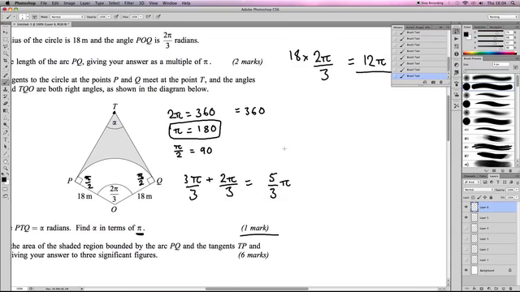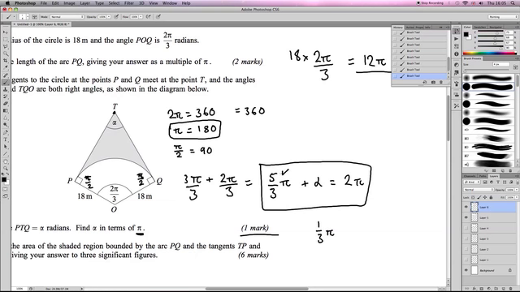What I want though is alpha to make it into 2 pi, because that's the relationship I want there. So all I need to do to make this bit into 2 pi is basically I need a third pi. If I add a third to this, it will give me basically 6 over 3, or 2 pi. So alpha has to be 1/3 pi, and we're going to stick with that. So we'll stop there.